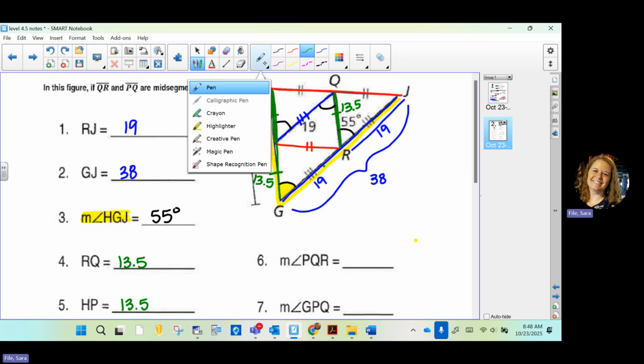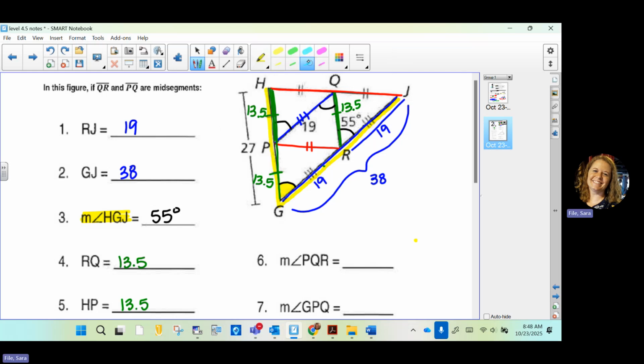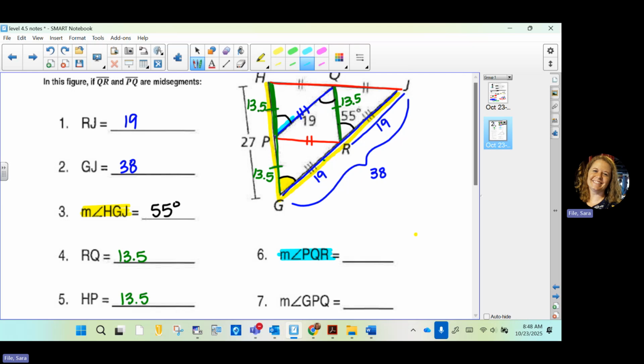Okay, now some angles. I'll get my highlighter back out. So angle P to Q to R. P to Q to R is here. This angle. What did we label that as already? We put an arc on it. What did that arc mean? 55.